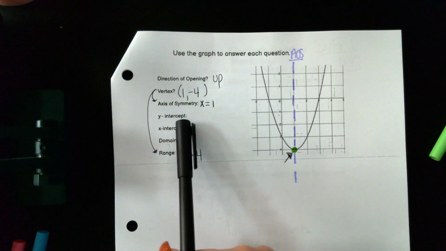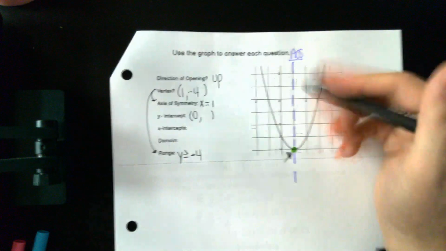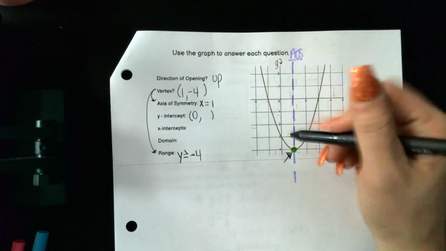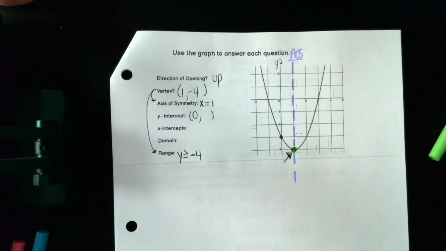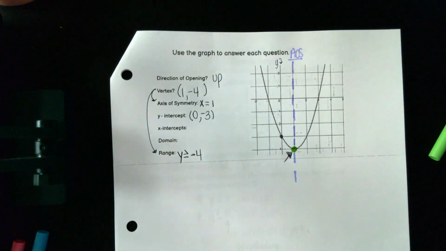Now the y-intercept. Y-intercepts should always start with 0. And now look at your y-axis. This right here is your y. Where does this parabola cross the y at? -3. Yep, so it's 0, -3.